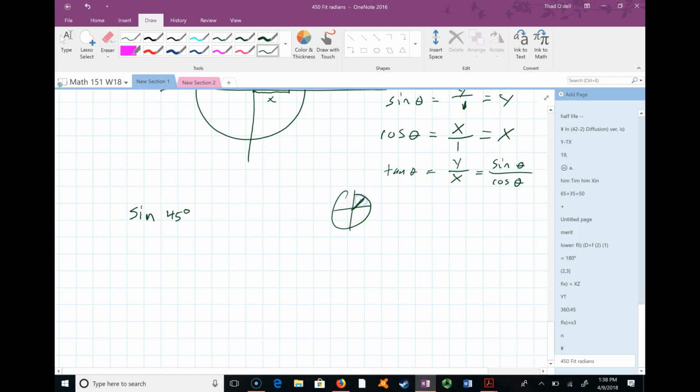Draw a little line, that's where 45 degrees is. Recognize it as a 45, 45, 90 right triangle. And we're looking for the second one, this guy over here. So that would be 1 over rad 2.